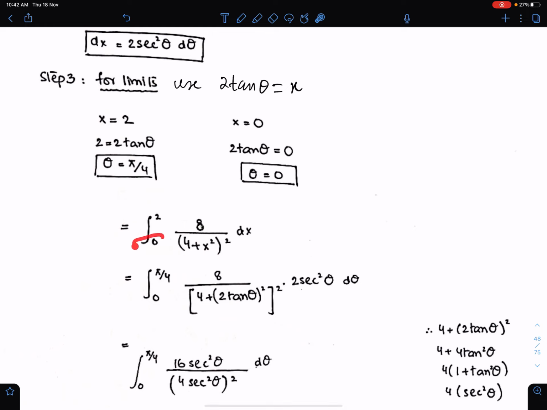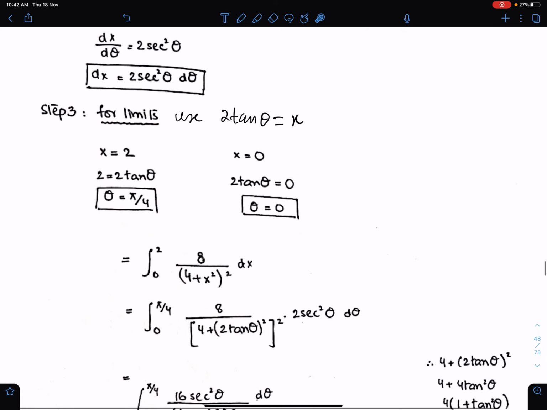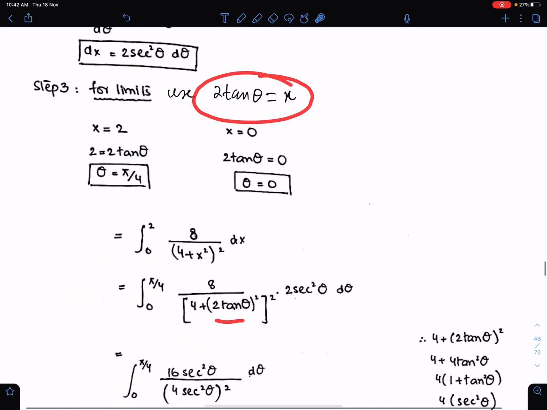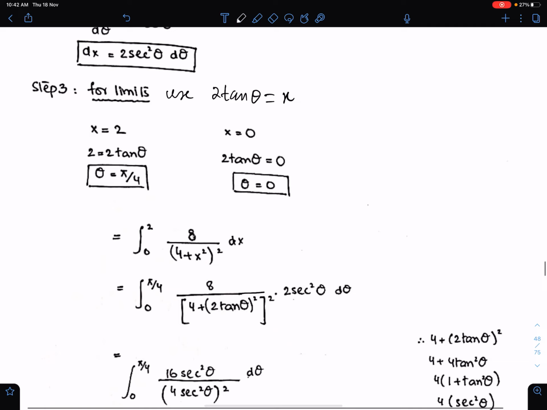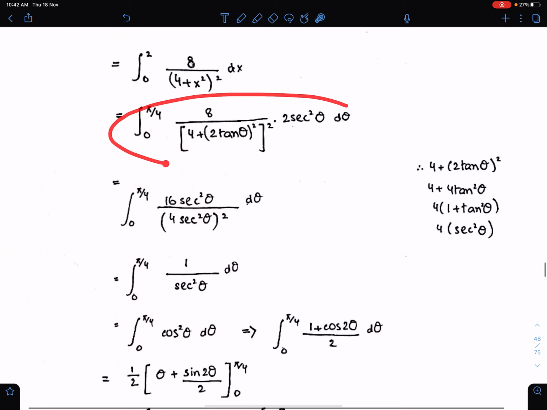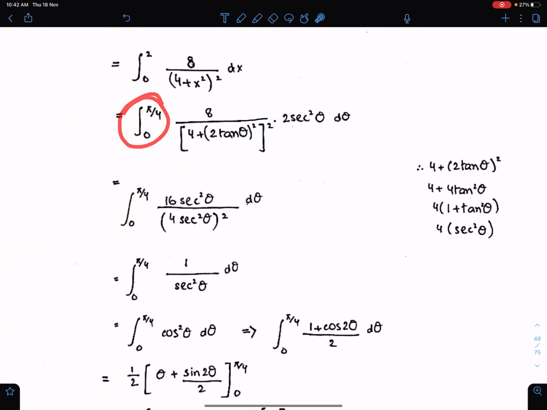So when x was 0, theta is 0, it's here. When x was 2, then theta is pi by 4, it's here. Copy this 8 here. Now substitute this x square. So x is 2 tan theta, so 2 tan theta square. And dx is this 2 sec square theta d theta. Now we just need to simplify this carefully. Limits are fine, so just leave the integral as it is.